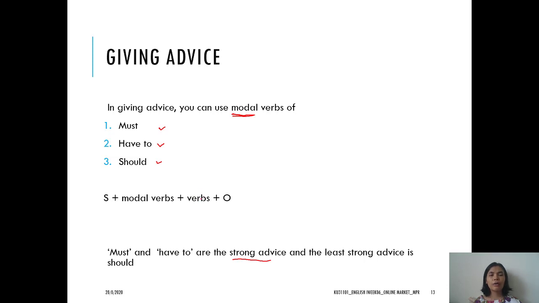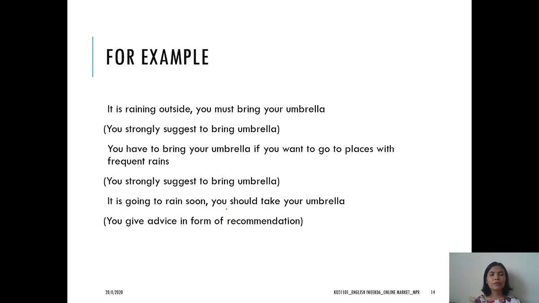Now, how do we use the modal verbs? It is like this: subject plus modal verb plus verb plus object. I reckon you understand it very easily, so I'm going to be very quick in the grammar discussion. For example, over here, it's raining outside. You must bring your umbrella.